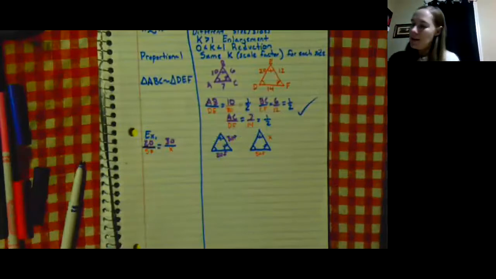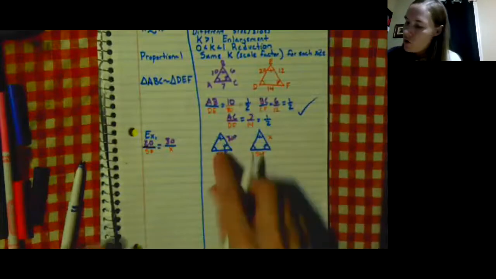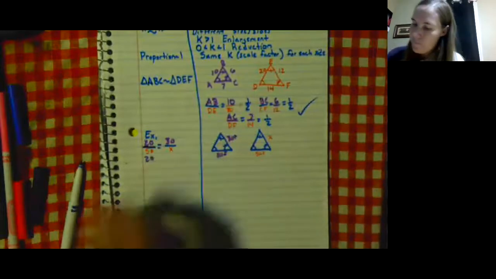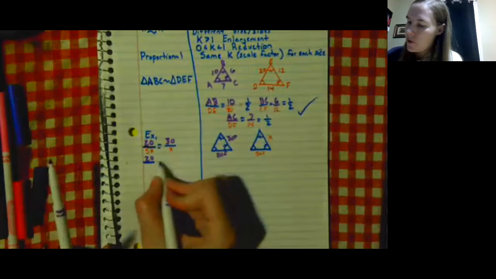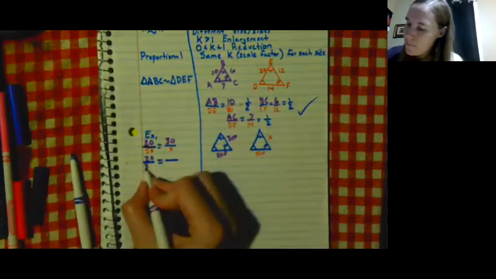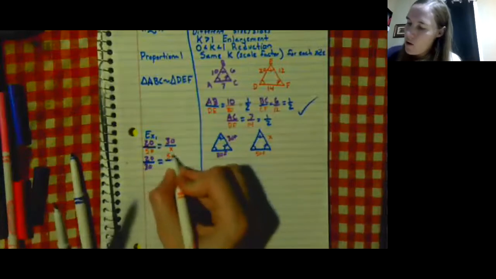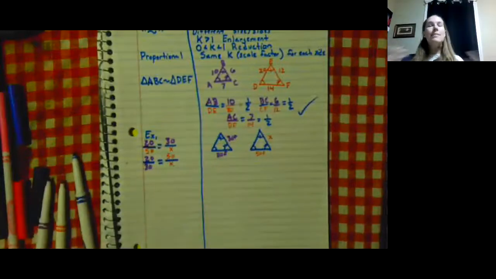Another way you could do this, I could also use the small triangle to the big triangle. So I could put 20, I'm just going to set up my proportion real fast with the blue. So I could put 20 over 30, and then I want to start down here, equals 50 over X. These mean the same thing, they're just different ways for you to set it up. And you solve them both the same exact way.